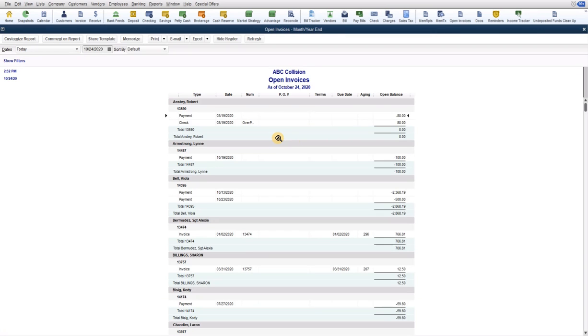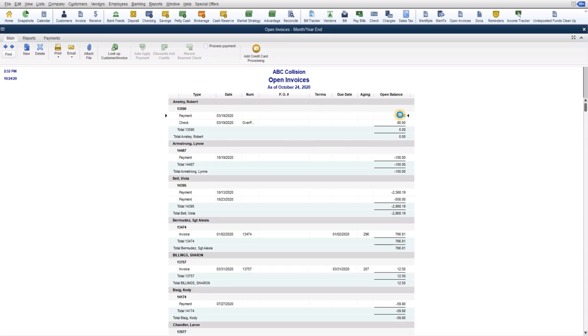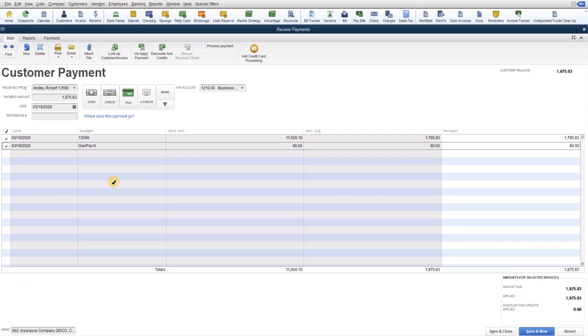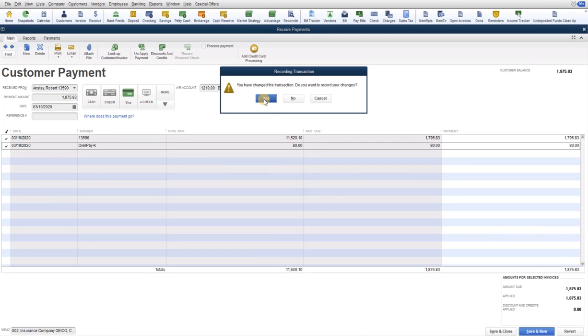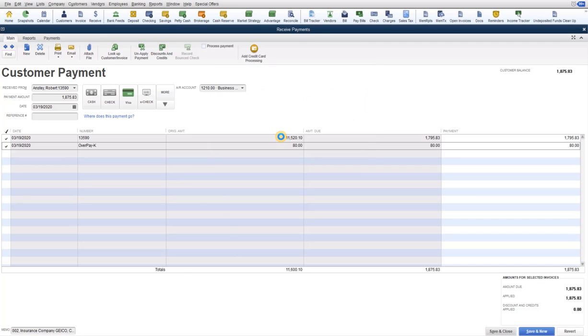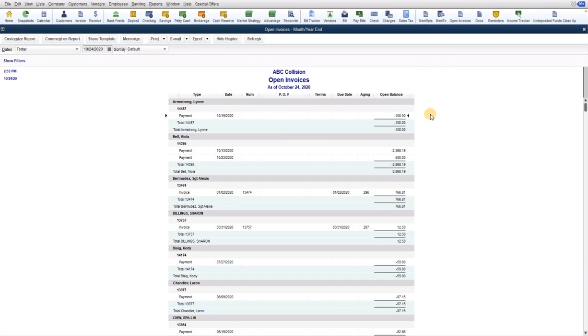Now when I go over here, you'll see that we have a payment at $80 and we have a check at $80. And again, as I said in the introduction, as long as I've got a payment or an invoice, it's easy to do this. So I just double click the payment, put the checkbox there, and save and close. And that transaction will be done. It's completely connected. It has been applied and is no longer on the open invoice report.